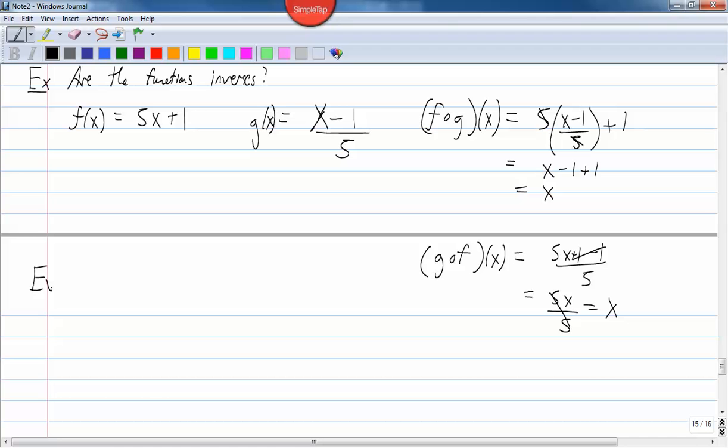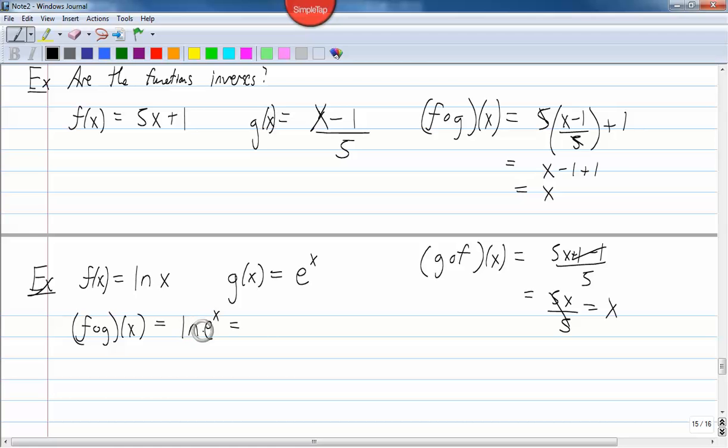What about this quick example? Same concept. F of x equals natural log of x. G of x equals e to the x. So f of g of x would be the natural log of e to the x. So take this, plug it in right there. We learned that the natural log of e to the x, remember that's log base e of e to the x, that's just equal to x.